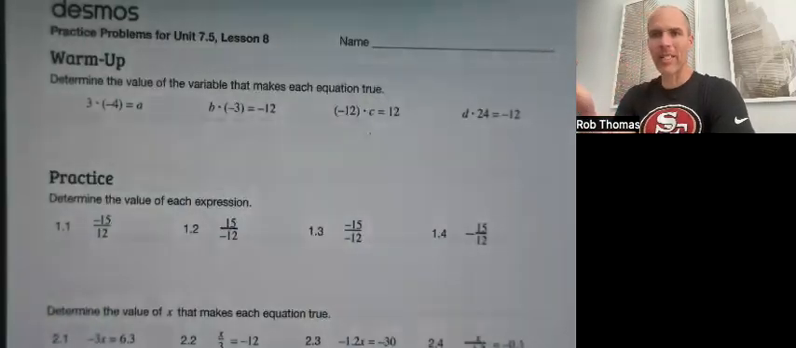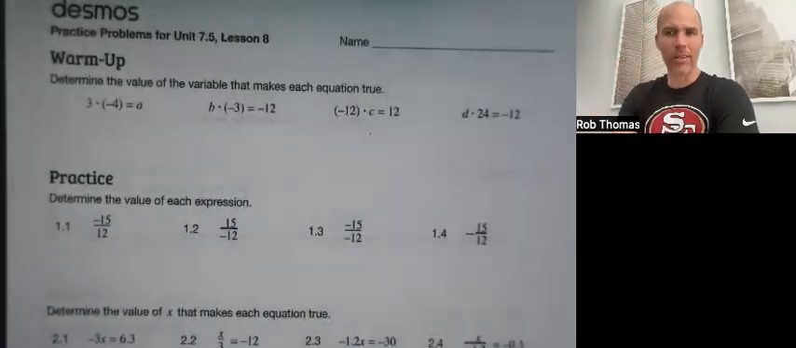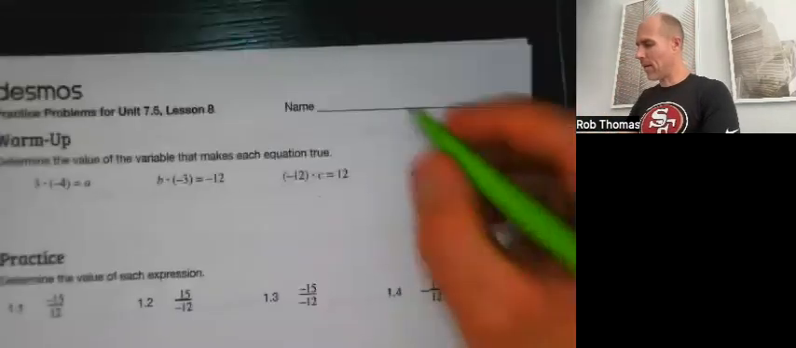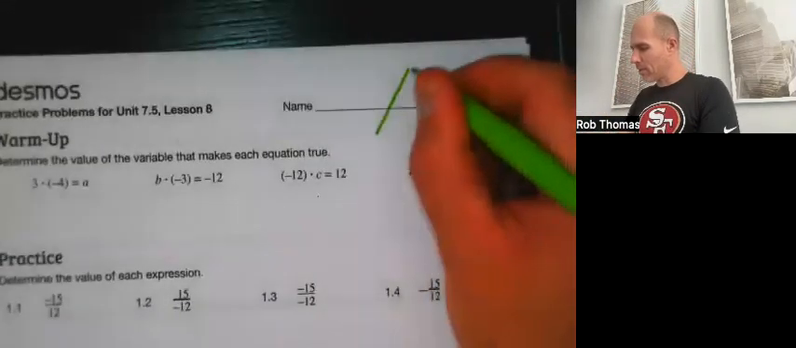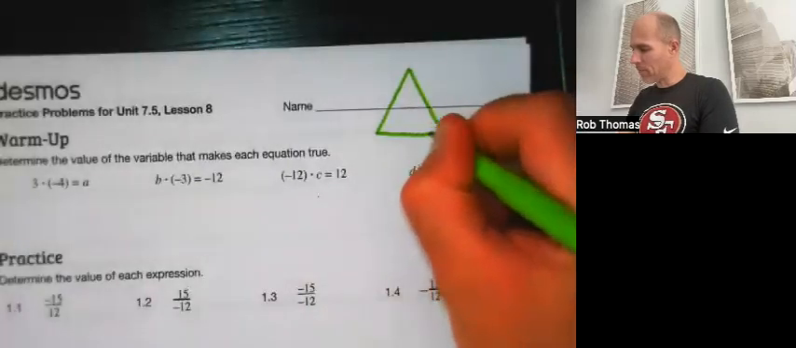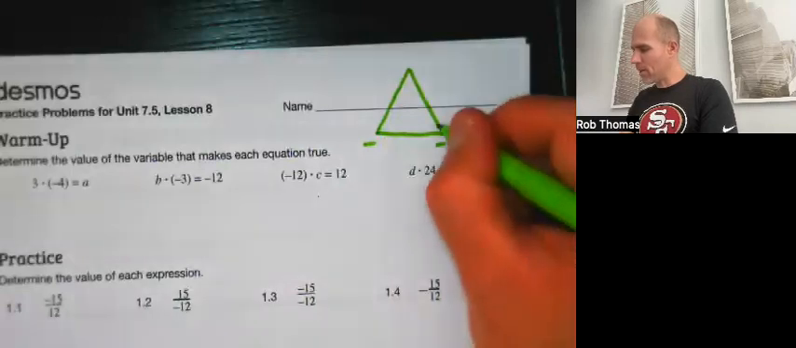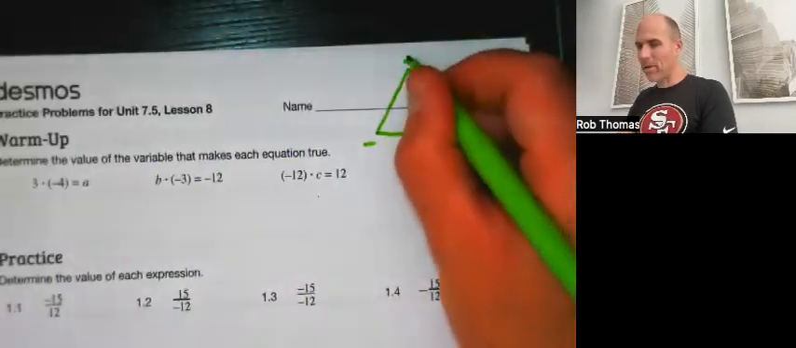So the first one's 3 times -4 equals a. So it's just what is 3 times -4? Hopefully you're starting to get pretty good at this, but let me remind you of this triangle thing. So you got this triangle. You put negative symbols down here at the bottom corners, and then you put a plus symbol or positive symbol up there at the top.